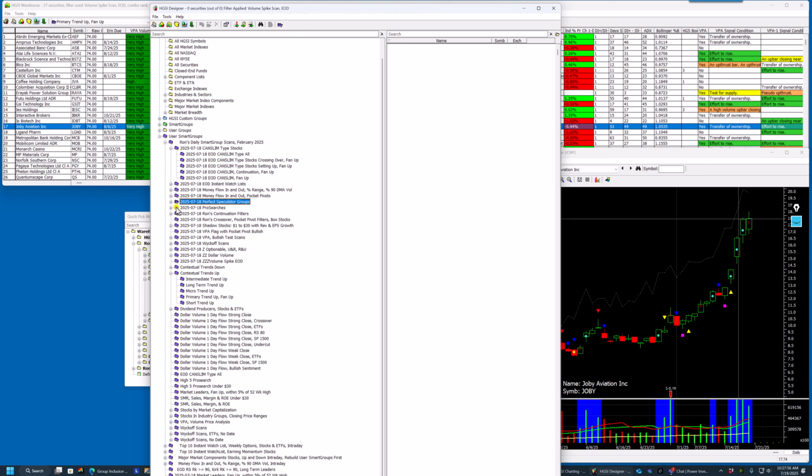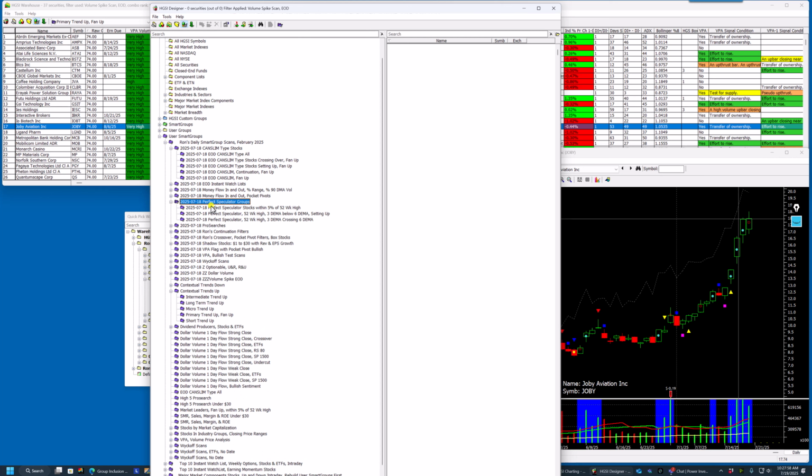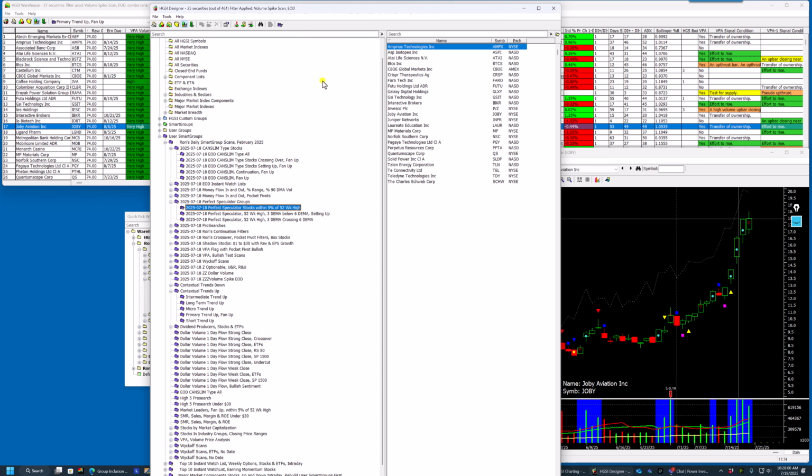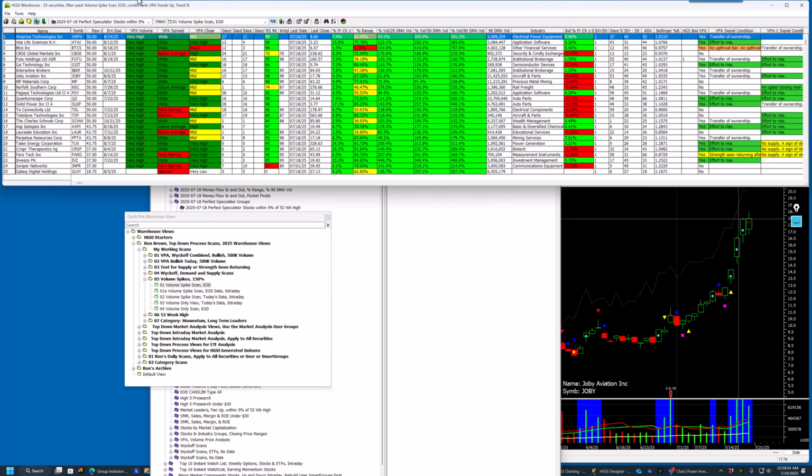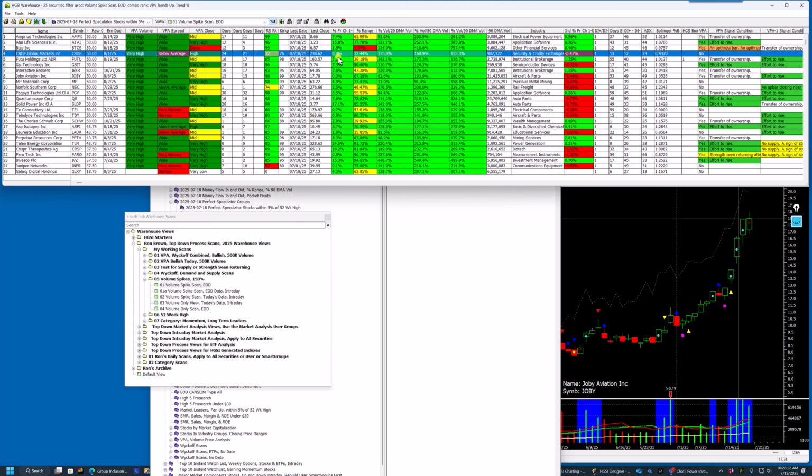Let's go to the perfect speculator within 5% of the 52-week high. These are all, look at these VPA volume numbers here, very high on these. I think I looked at that one over. Let's look at CBOE. You can see that it passed the 20 and the 50 on the 150%, but not on the 90.